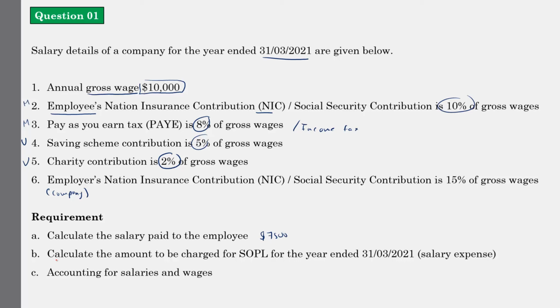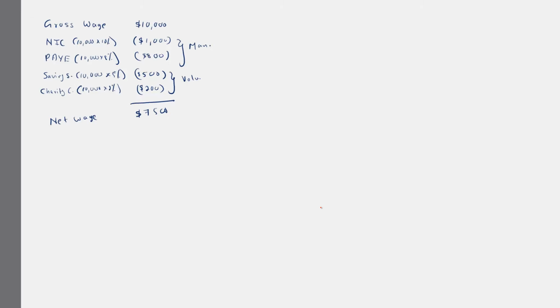Part B, what I am asking, calculate the amount to be charged for the statement of profit or loss. That means for your income statement for the year ended 31st March 2021. In your income statement, as your salary expense, how much expense you have to include. Now what you have to understand, this 10,000 is the salary that I have to pay to the employee. From the employee's salary, I am making certain reductions.